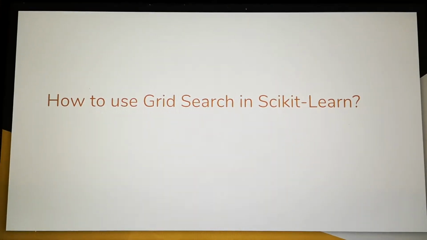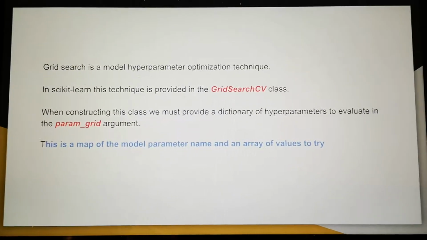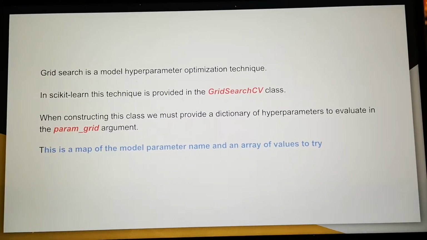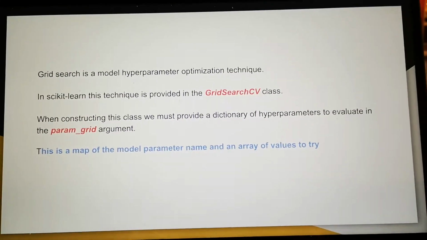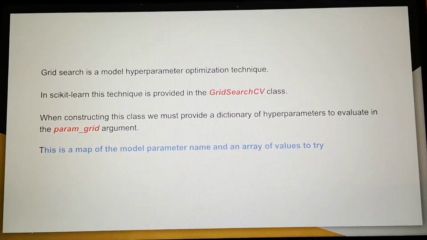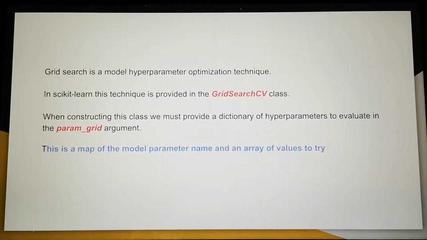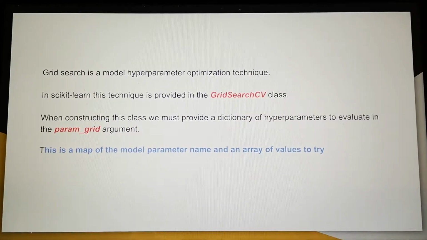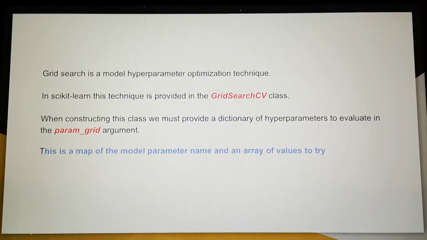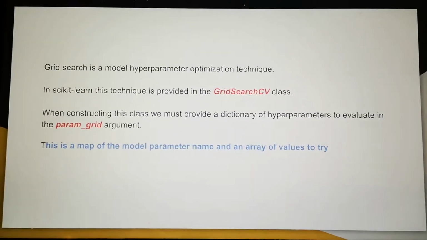Then how do we use grid search in sklearn? We know that grid search is a model hyperparameter optimization technique, and in sklearn this technique is provided in the GridSearchCV class. When constructing this class, we must provide a dictionary of hyperparameters to evaluate in the param_grid argument. This is a map of the model parameter name and an array of values to try.